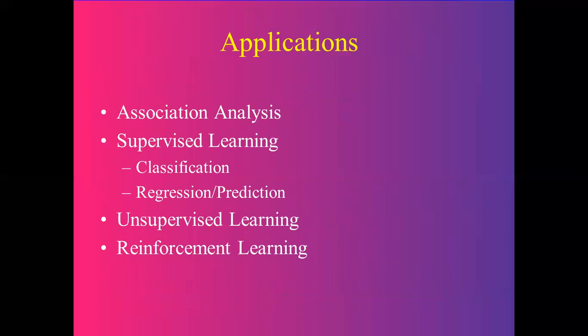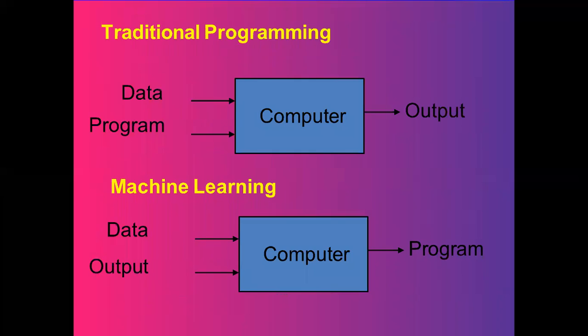There are some applications of machine learning like association analysis, supervised learning, unsupervised learning, and reinforcement learning. In supervised learning, there are classification, regression, and predictions, and for that there are several algorithms. We will study supervised and unsupervised learning in the next session. Then you will get to know how and why these are applications of machine learning.